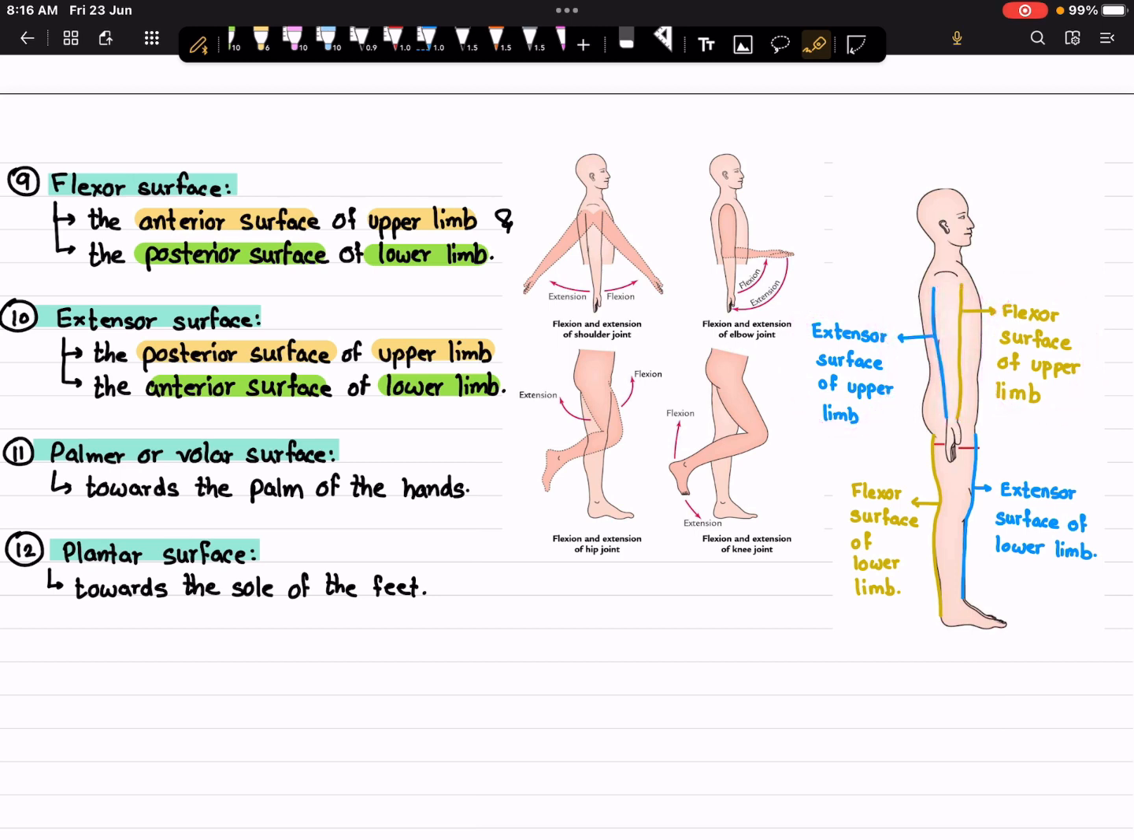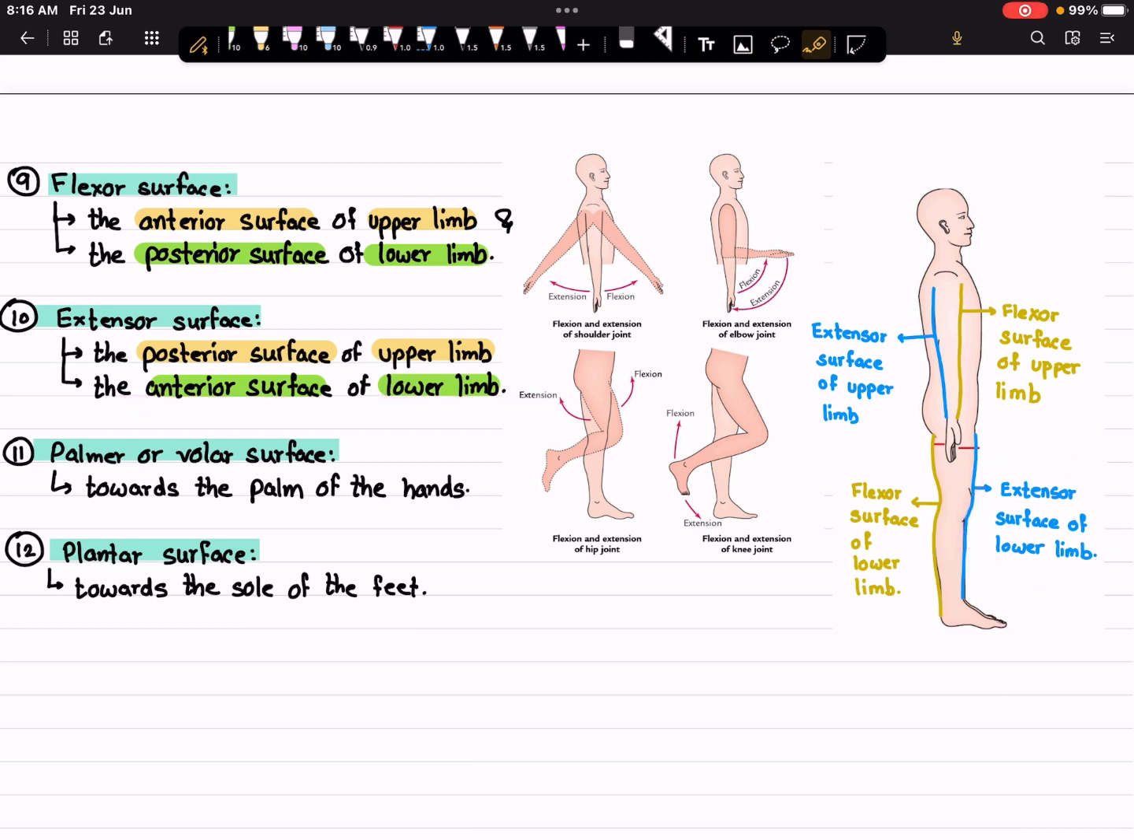When it comes to the lower limb, flexion might be in this direction when it comes to the buttock region, but this is more related towards the knee. We have taken the knee as a reference point. So when we do flexion, we go backward, and when we do extension, we go forward, right? So this has created the terminology that the posterior surface of the lower limb is the flexor surface, and the anterior surface of the lower limb is the extensor surface.